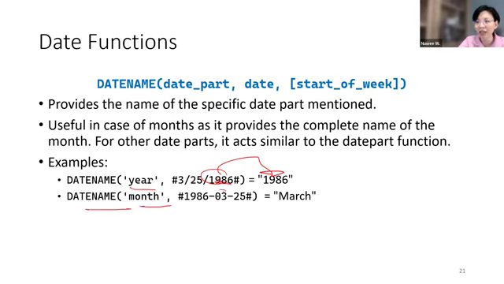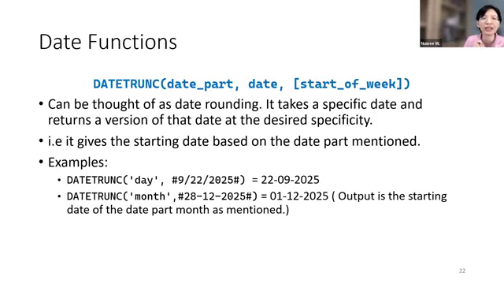Date name in month, this is you get March. Date name is useful for names like Monday, Thursday, but if it is a number, it is already a number. Date trunk is quite different.